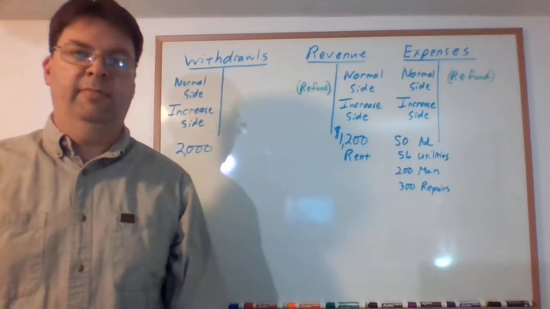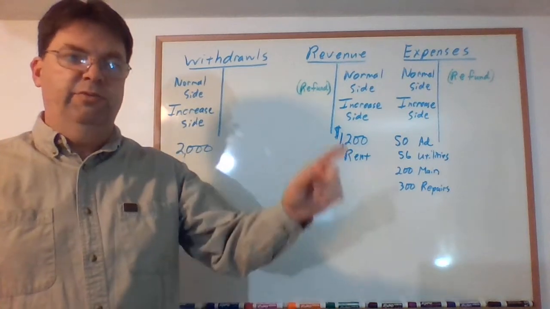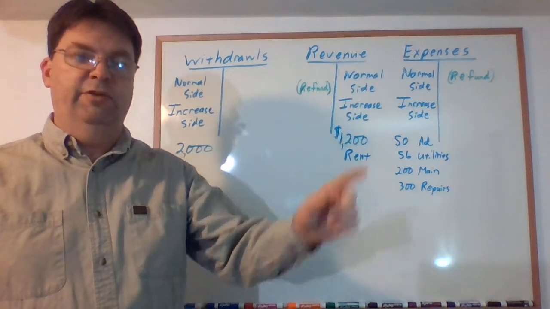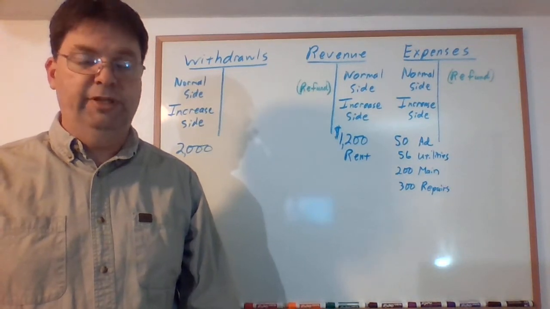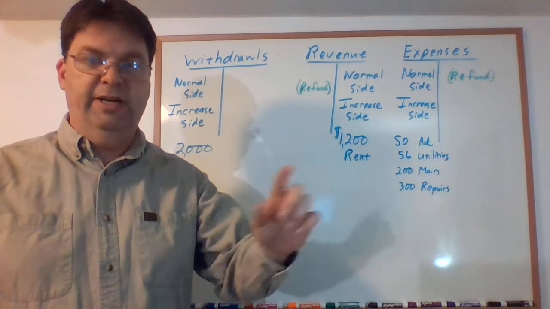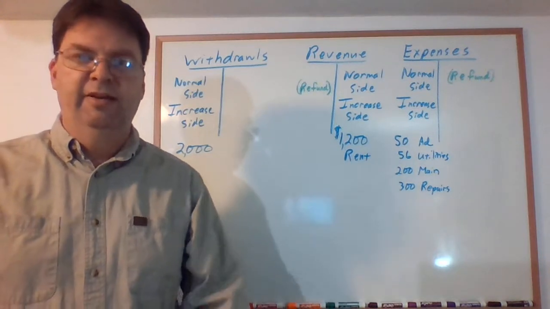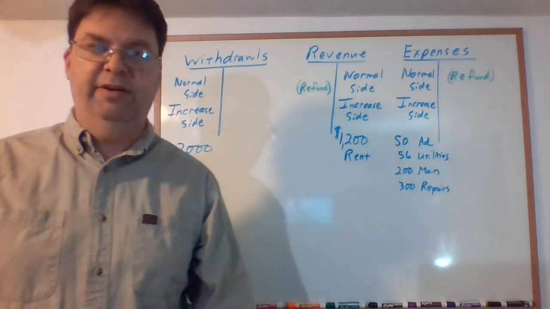Okay? All right. Going over here to revenue. Revenue, its normal balance side is a credit. I know, you've got it in your head that debits are good and credits are bad or something like that, but forget it. Toss it out the window.